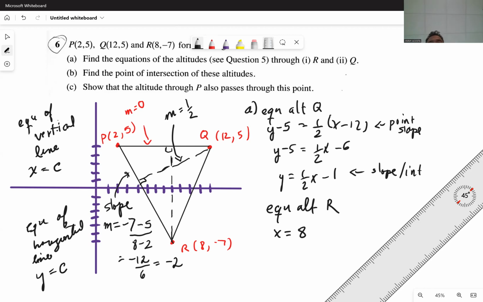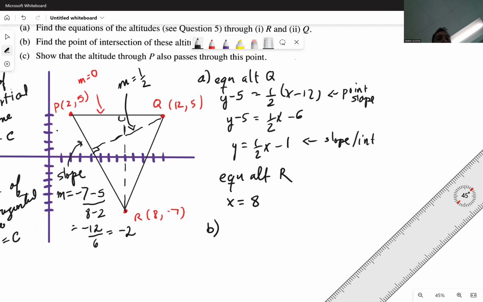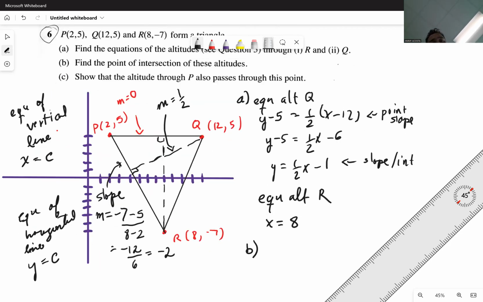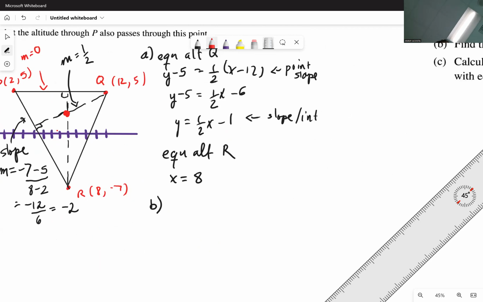So let's go ahead and do part B. It says here, find the intersection of these altitudes. Now the intersection is clearly right there. So we have two equations. Our system of linear equations right now is y equals half x minus 1 and x equals 8. Well, they gave us, it's easy. We don't have to rearrange anything. We have our substitution. What is our substitution? x equals 8. So you just go ahead and put this guy right in there.